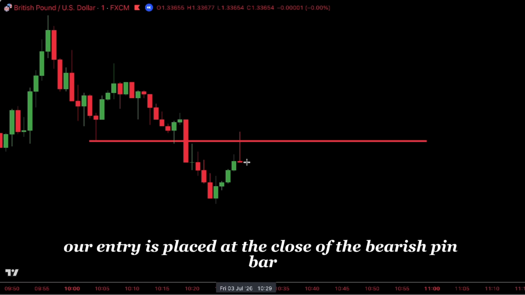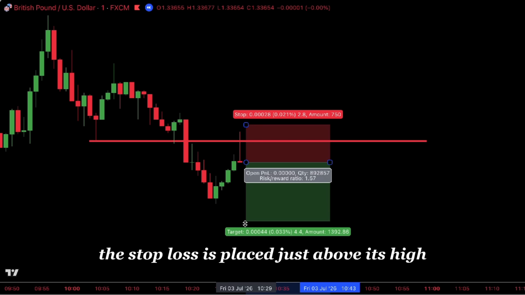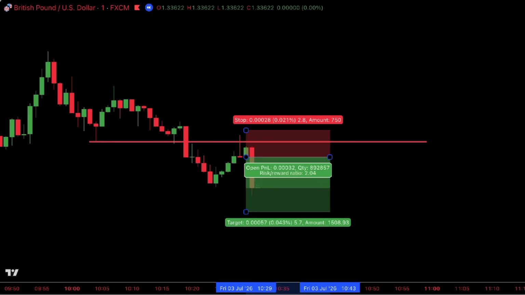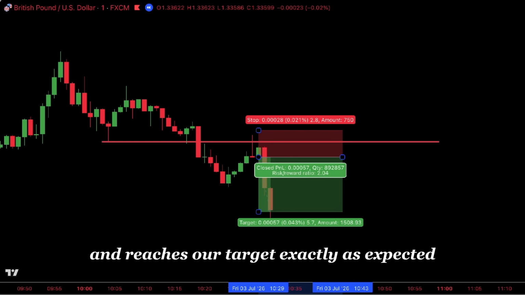Our entry is placed at the close of the bearish pin bar, the stop loss is placed just above its high, and the profit target is set at the next support level. As you can see, the market resumes its downward momentum and reaches our target exactly as expected.